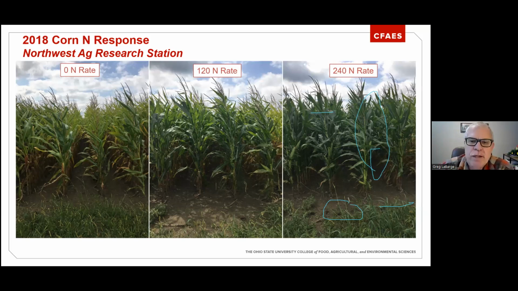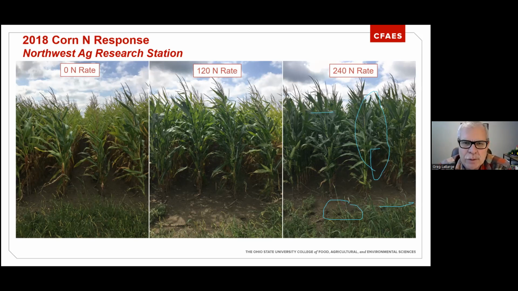At the 120 rate, we can see that we've got some firing on the lower leaves. The canopy color overall is a little bit lighter compared to the 240 pound rate. And that 240 pound rate has a very green, top to bottom plant color to it. Really, we know that nitrogen isn't deficient. The thing that we might ask ourselves, though, is how much over application of nitrogen might we have had?